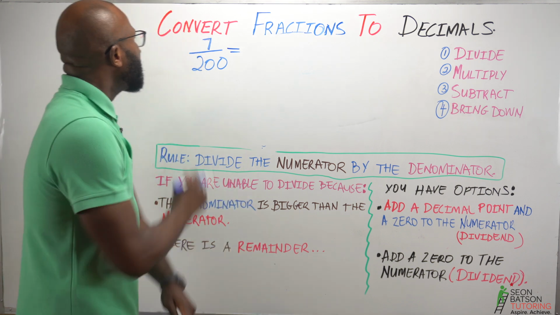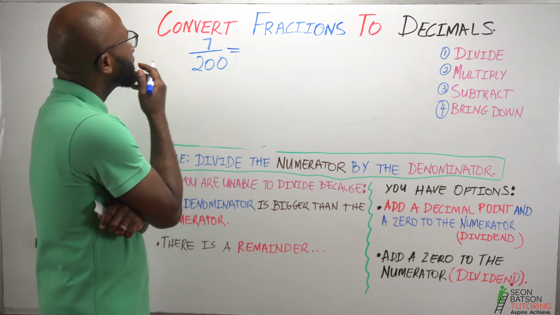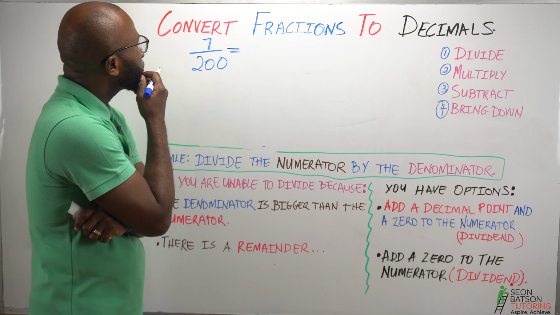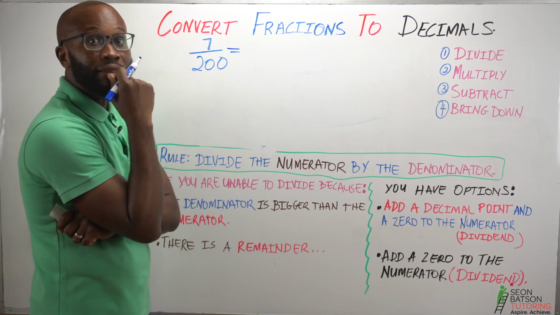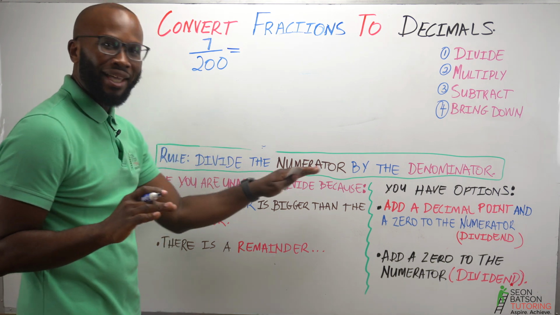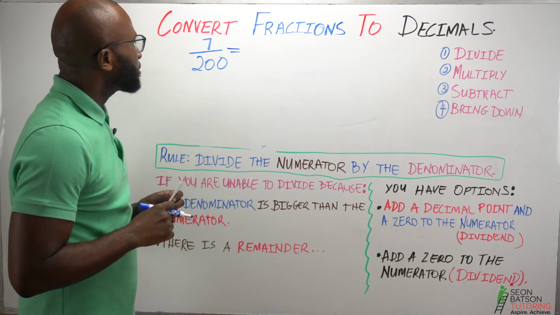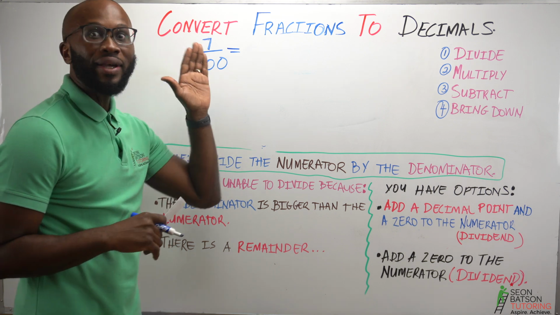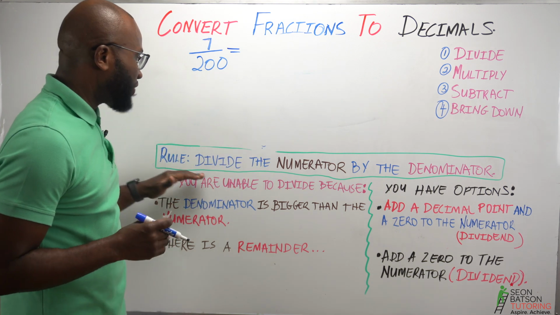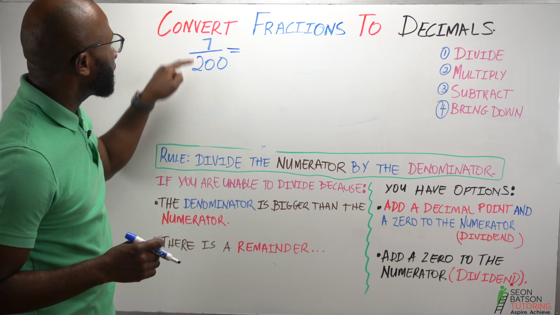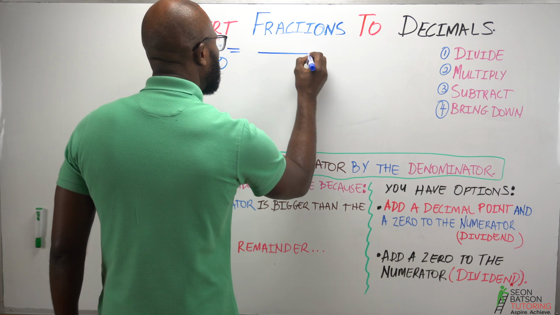So we want to convert 7 over 200, or 7 200s, to a decimal. Exciting stuff. So don't panic. What does the rule say? To convert a fraction to a decimal, you will simply divide the fraction's numerator by the fraction's denominator. Let's get it going, y'all.